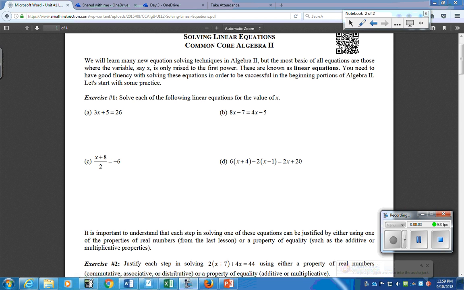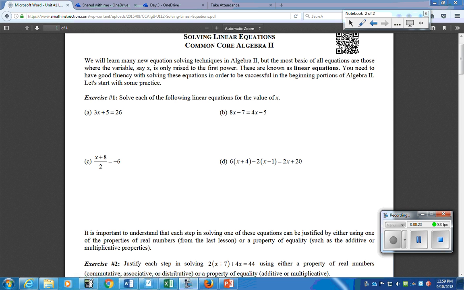Hey everyone, we're going to look at solving linear equations. This is a topic that's in Algebra 1 and something you start in middle school. The basic idea here is just trying to find a value for x that would work and make the equation true. So there's 4 examples we're going to look at.